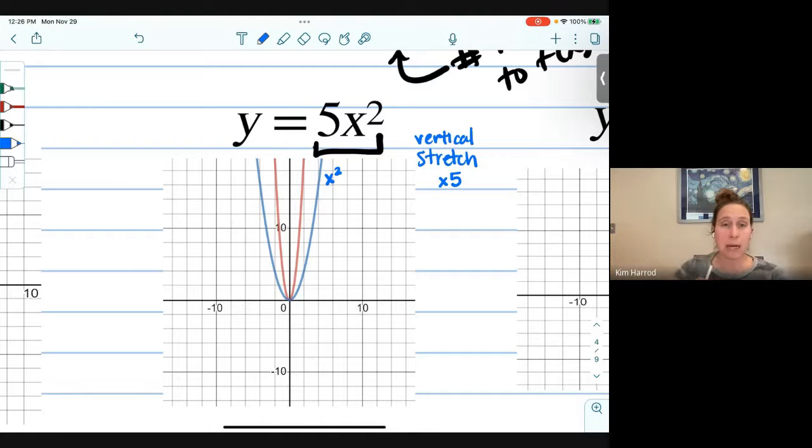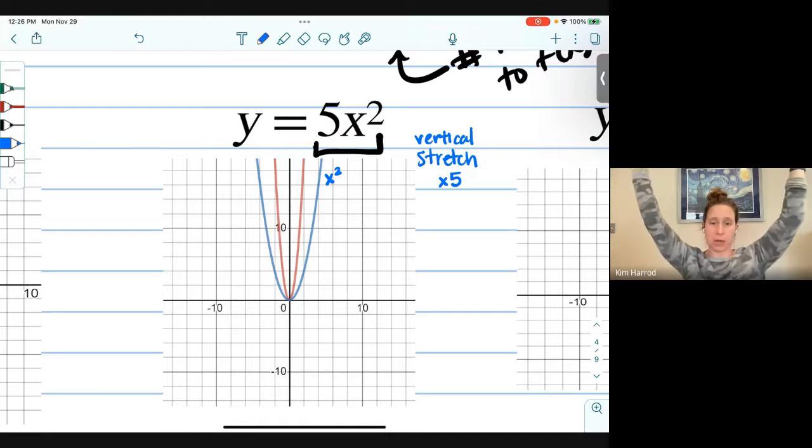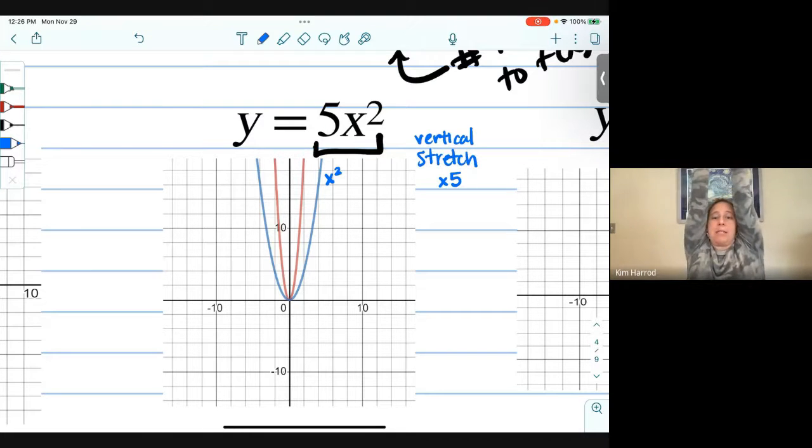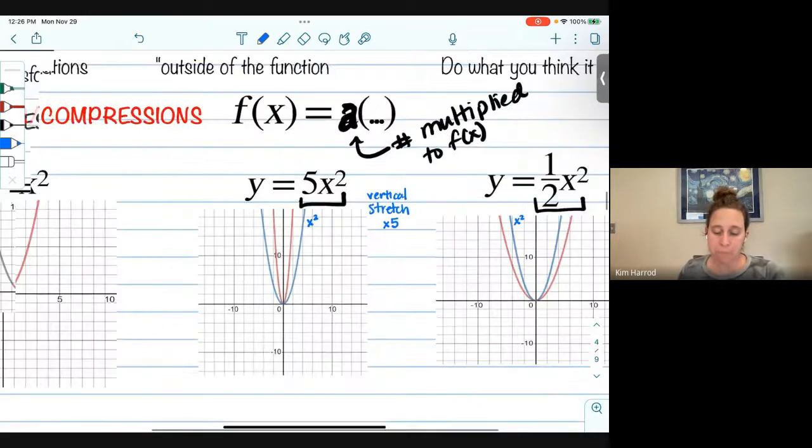So what you can see is you took that parabola and you pulled it up so that it's 5 times as skinny. So it's like it was here, like I'm doing my goalpost arms, and now I'm going to stretch it so that it's 5 times as skinny. So now my arms are just getting a lot tighter like that. So that's a vertical stretch by 5.